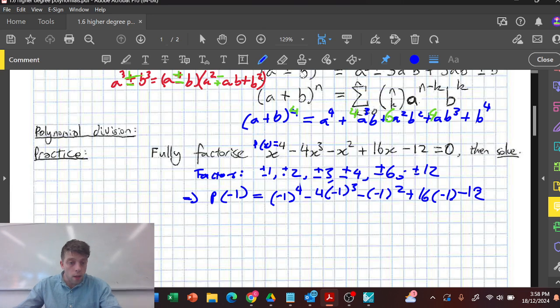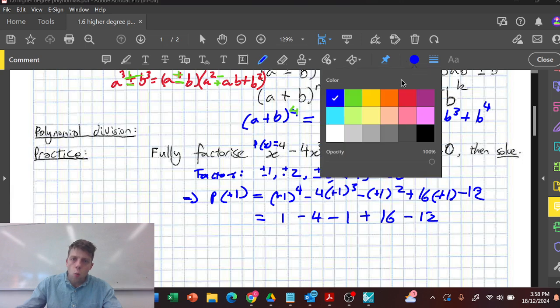So let's try out another one. Let's have a look at plus 1. If we make this plus 1, make this plus 1, make this plus 1, make this plus 1, let's see if that's now equal to 0. So positive 1 squared is equal to 1. This one over here will be negative 4, because that's positive, that's negative. Then we're going to have negative 1, then plus 16 and minus 12. Let's put all of this together.